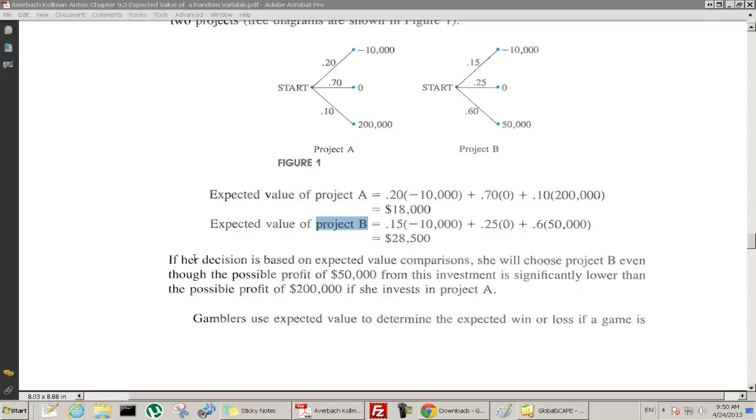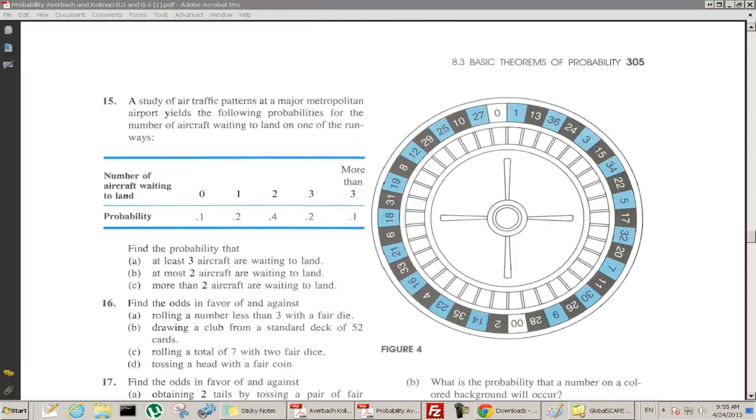They say, if her decision is based on expected value comparisons, she will choose Project B, even though the possible profit of 50,000 from this investment is significantly lower than the possible profit of 200,000 if she invests in Project A. Okay, now this is supposed to be a picture of a roulette wheel.